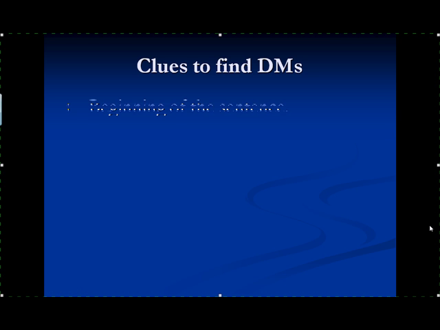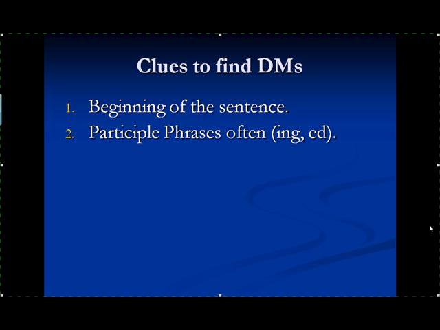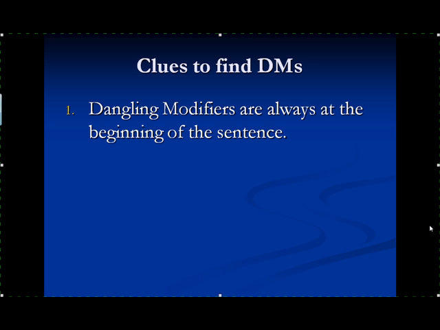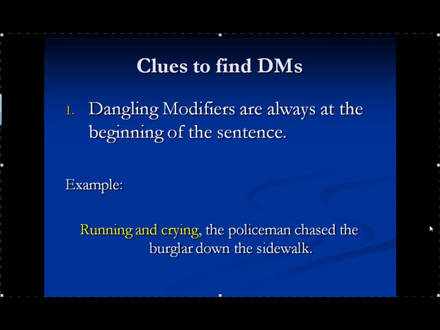Now, when you're looking for dangling modifiers, the easy clue is you'll always find them at the beginning of the sentence. Oftentimes, they're participle phrases, and sometimes those dangling modifiers are additional description. And when I use the term additional description, it's from our comma rule. It was the third one on the exceptions to the comma usage. So, dangling modifiers are always at the beginning of a sentence. Here's the example. Running and crying, the policeman chased the burglar down the sidewalk. Perhaps the policeman was running and crying, but we suspect the burglar was.